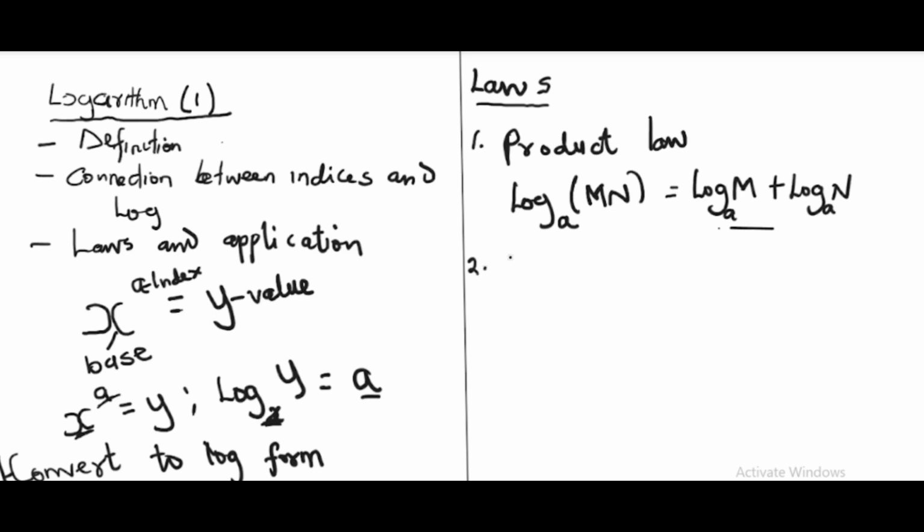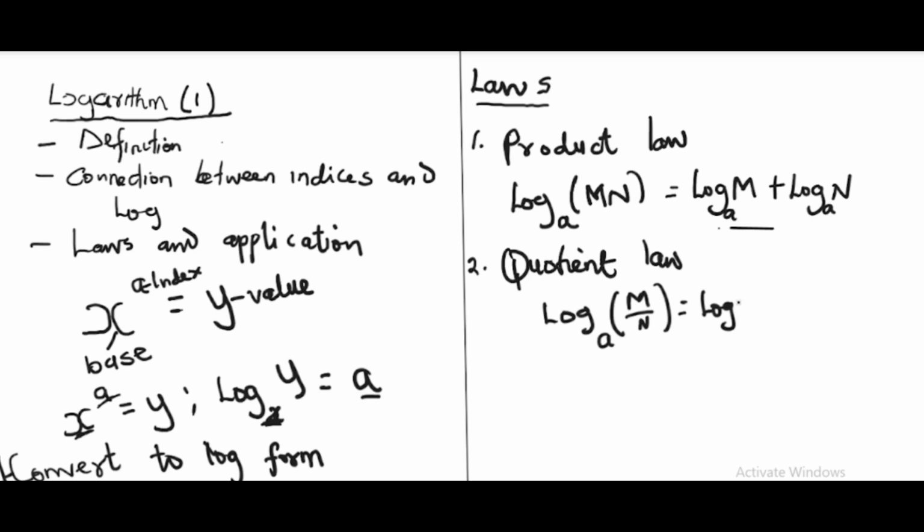So the next law, we have the quotient law. Now, this quotient law is saying that if we have the log of m over n in base a that we can subtract. Are you seeing the similarity between these and indices? Minus the log of n in base a.